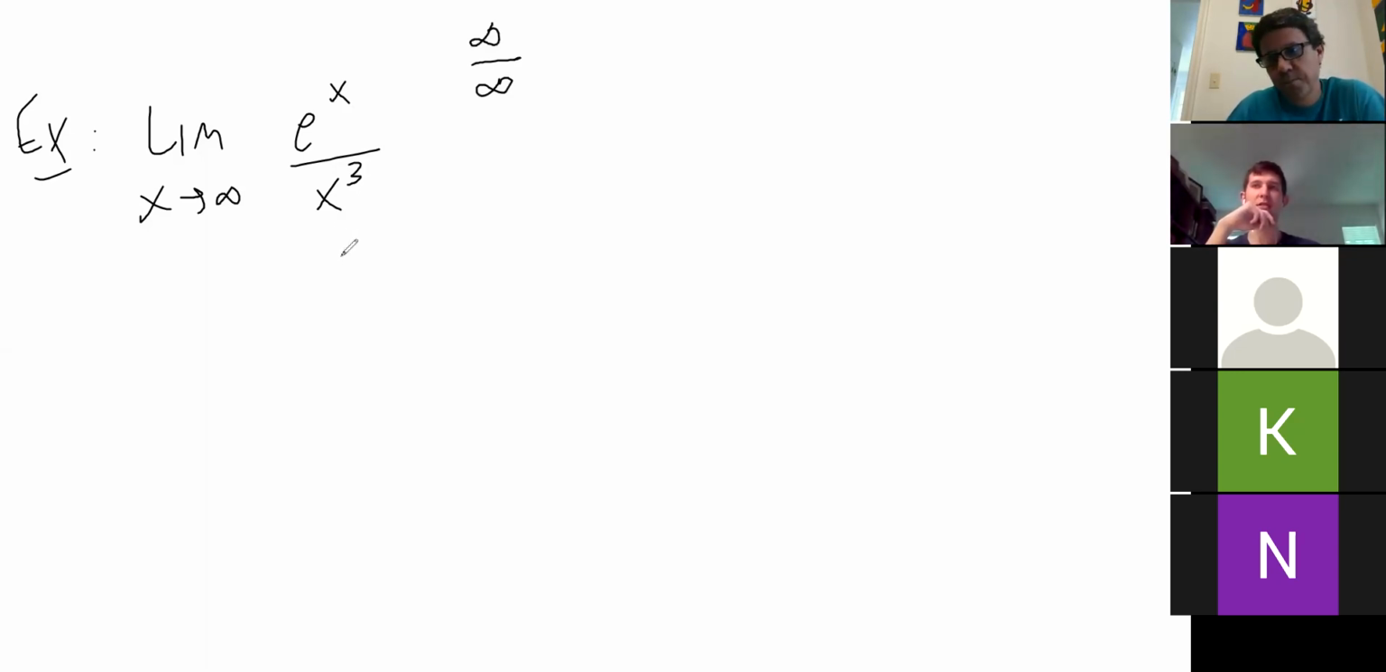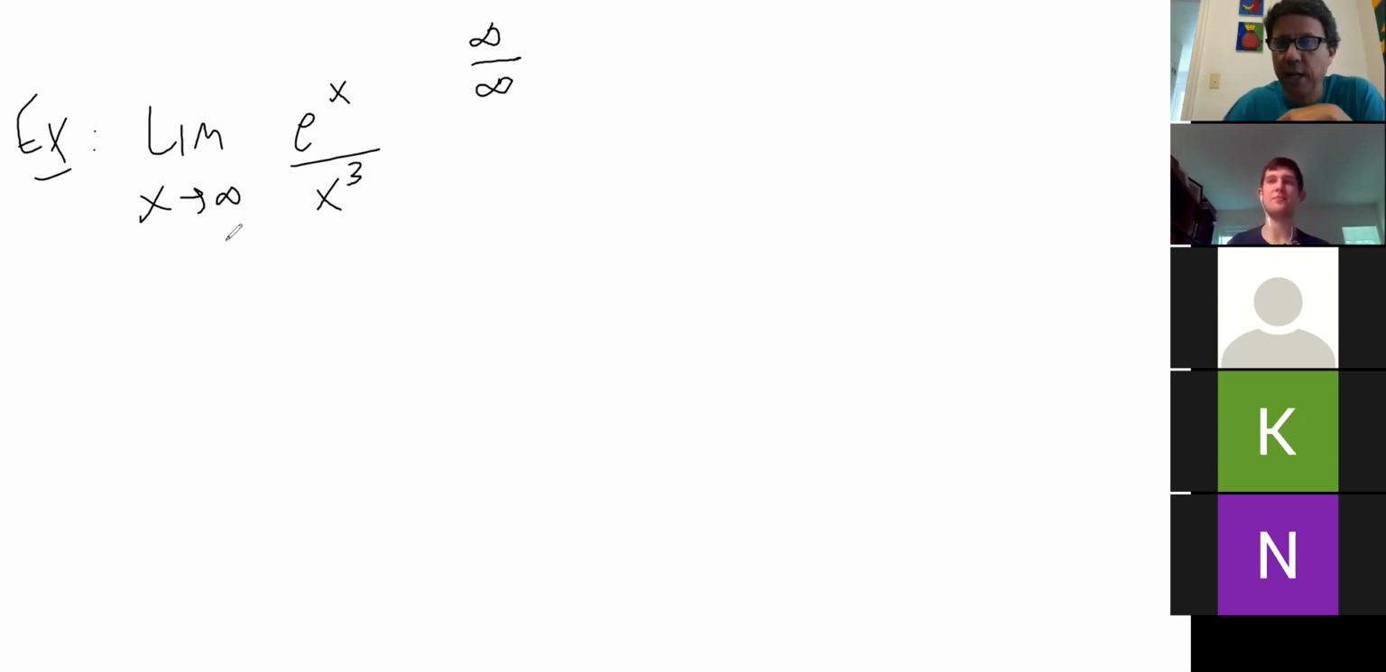E to the x, because say if you put 1 in, you're going to get 2.7 versus 1 cubed, and it will still be getting bigger. Because x is infinite and cubed is not. 3 is not. But the key is we're not looking at numbers like 1 or 10 or anything small.